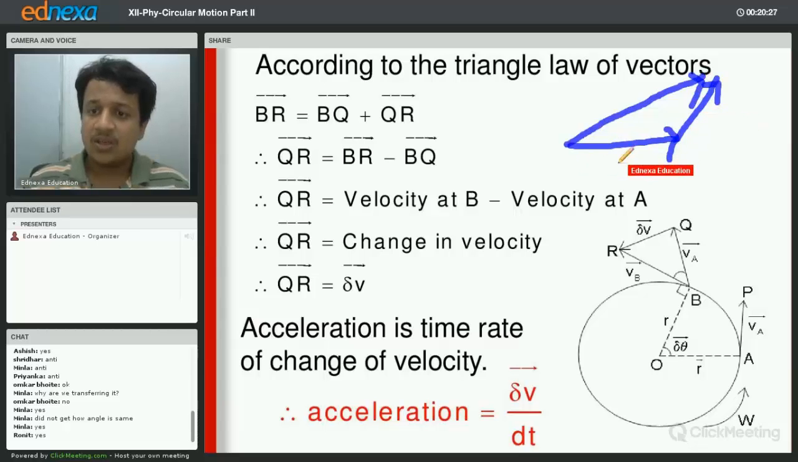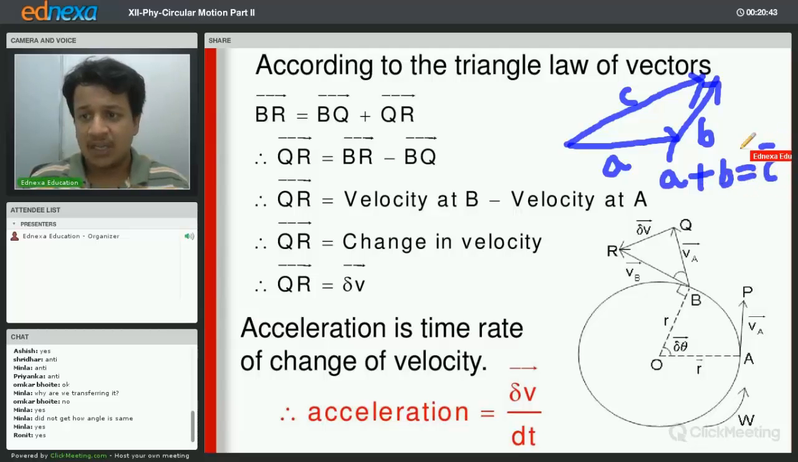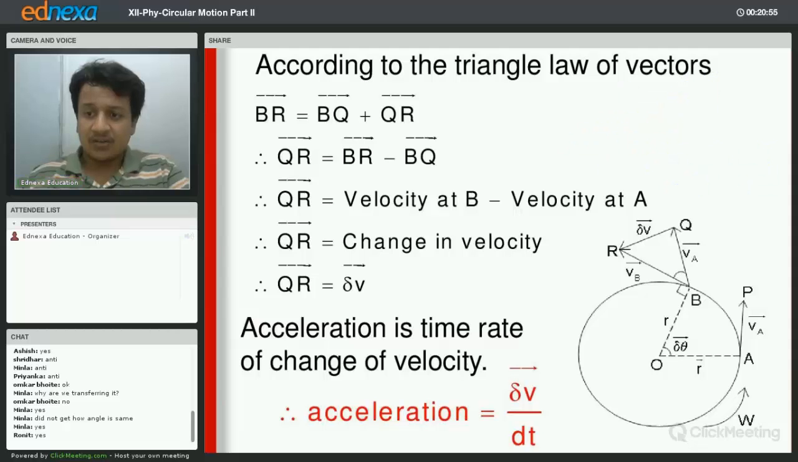See, suppose this is vector A, this is vector B and this is vector C. So, we discussed the vector triangle law, that is vector A plus vector B is equal to vector C. Is it right? Vector A plus vector B is equal to vector C. This is the triangle law. Now, over here there are three vectors. Which three vectors?